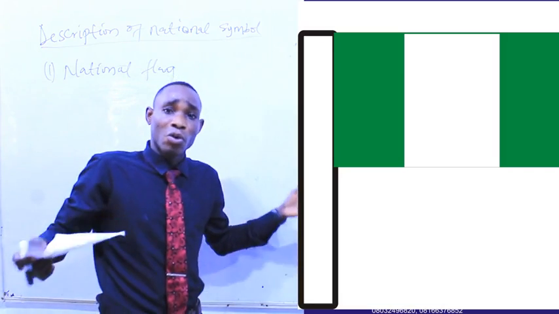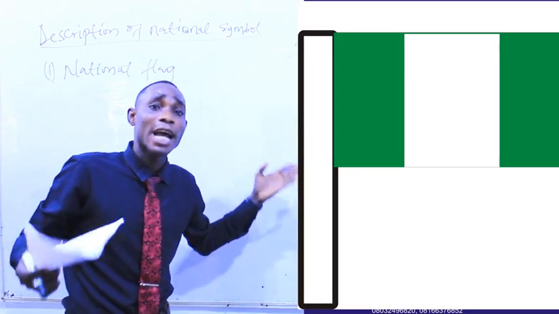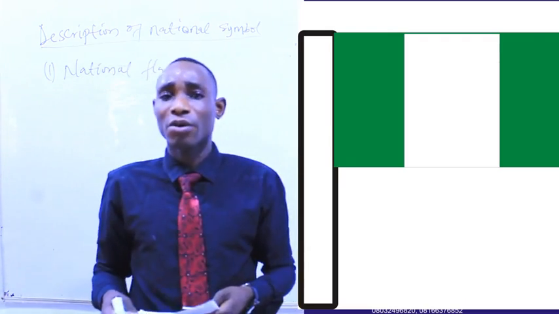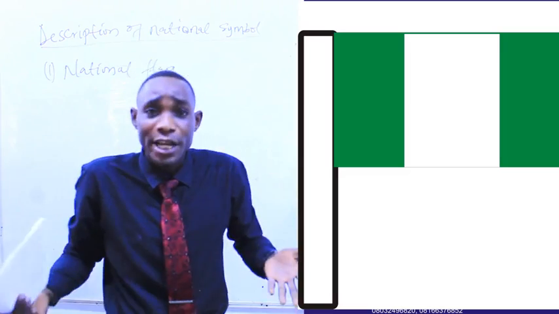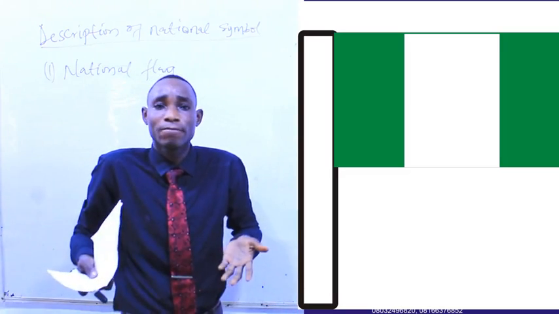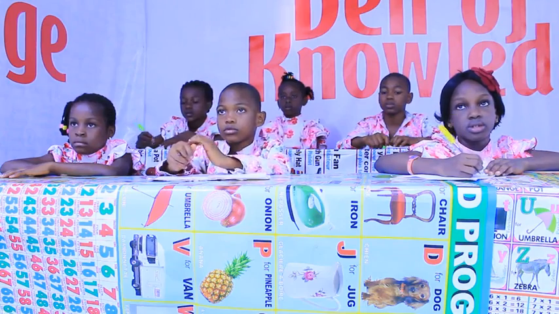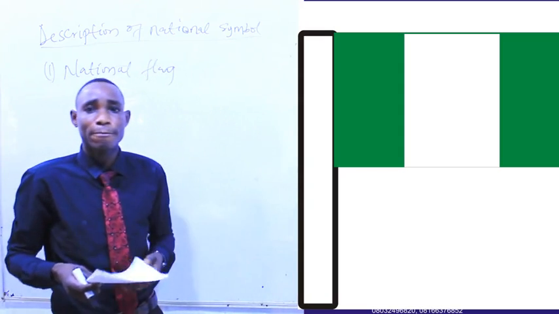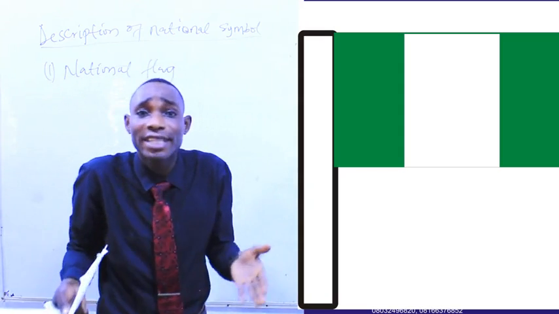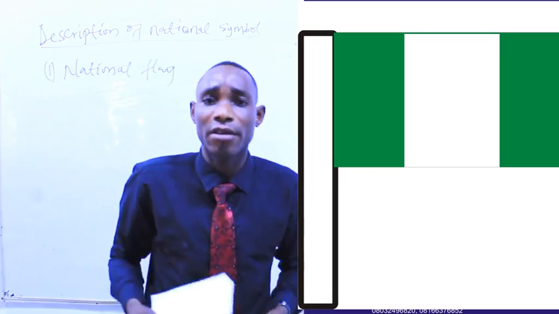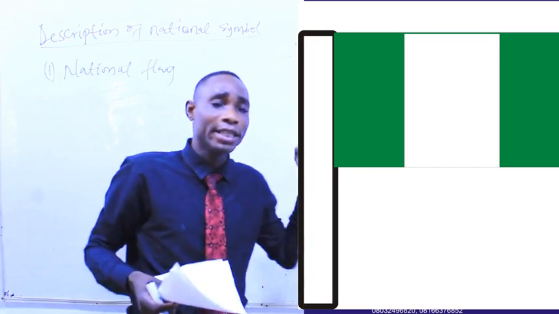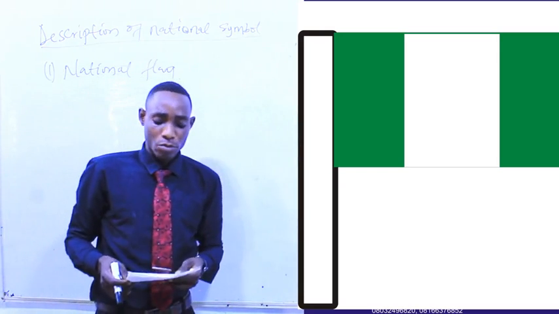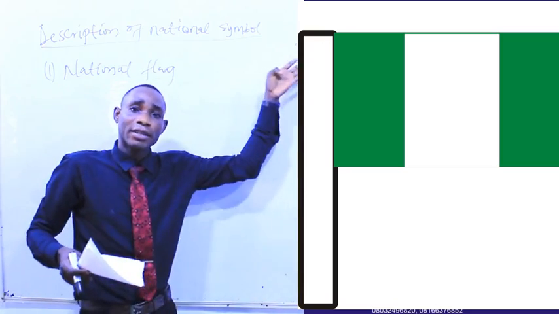Like I said before, Nigeria is also blessed with good soil for agriculture. That means in Nigeria, we can produce many things. The yam you eat, the rice you eat, all those things are produced in Nigeria. And it is as a result of our good soil. And that is what the green color in the Nigerian flag represents.